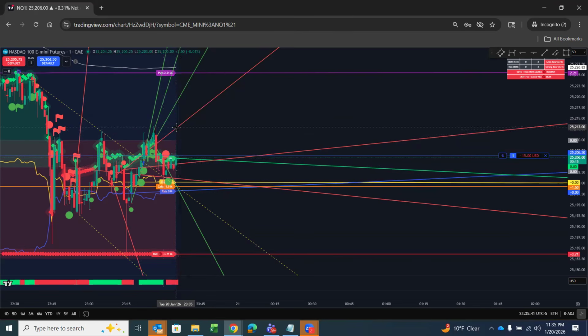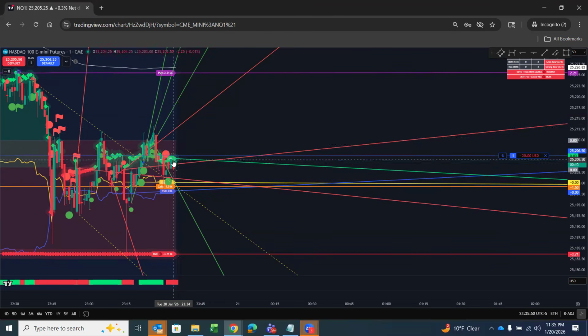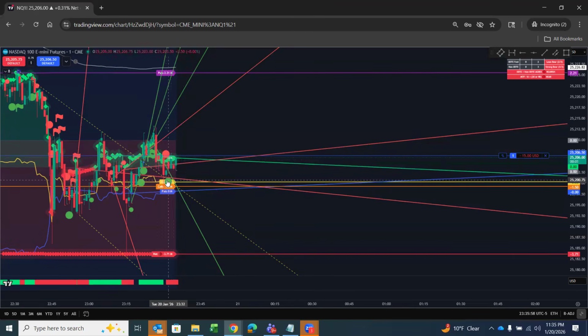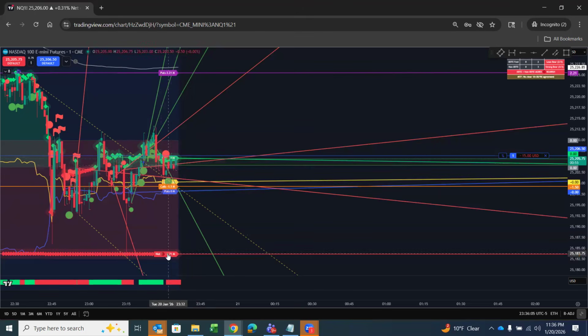We should be able to ride calls up, or go long, all the way to 25,213. That's where resistance is at. Let's see if we get a more bullish gamma. Right now, the last signal was bullish, so I'm going to assume it's going to continue to be bullish, especially if we can close above this bearish gamma right here.